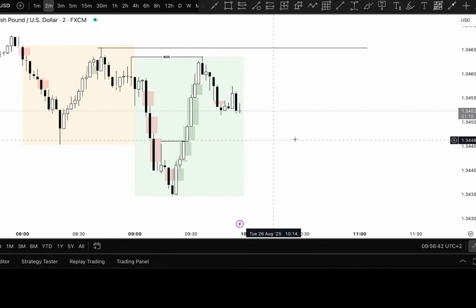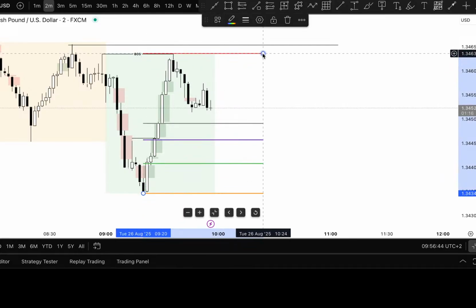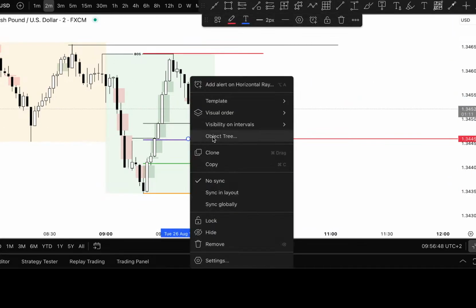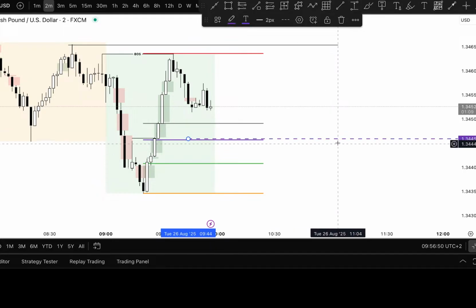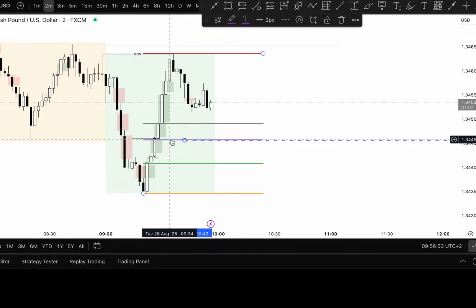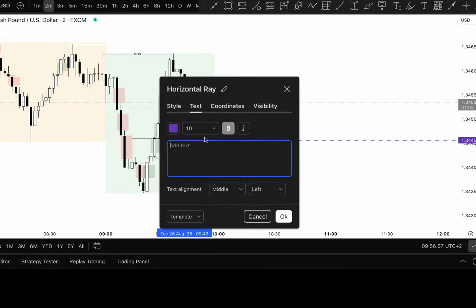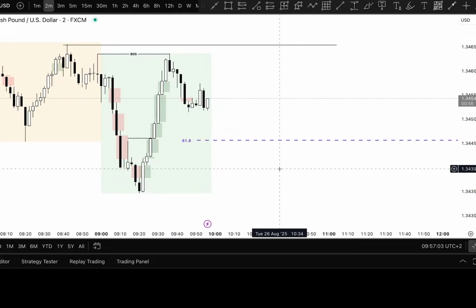Let's see. Anyway, for your information, I'll put the 61.8 as a reference here, and type it in also for understanding. 61.8. Yeah, we'll wait there.